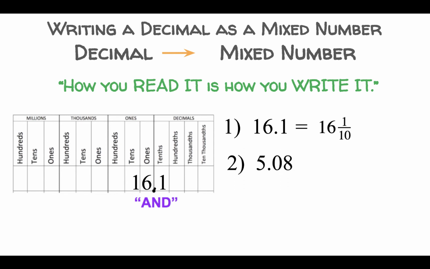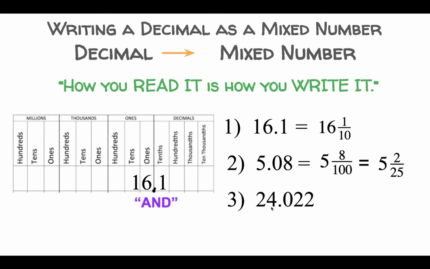Write down example 2. This 5 is in the ones place. This 8 is in the hundredths place. So I would read this as 5 and 8 hundredths. That's how I write it as a fraction. Looking at the fraction part, can I simplify it? Yes, I can. I can divide both by 4 to get 5 and 2/25.